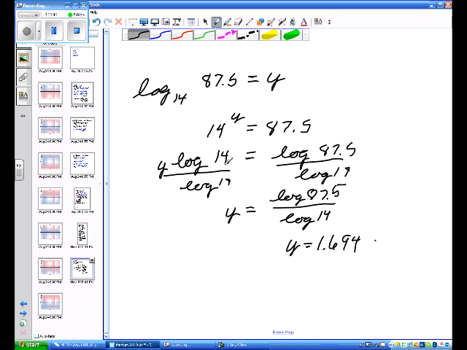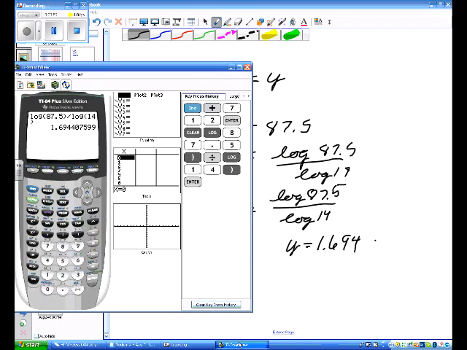So that's saying if we took 14 and raised it to the 1.694, we would get 87.5. Well, let's just try that. If we took 14 and raised it to the 1.694, it may not turn out exactly because we rounded off. Then we got 87.405. If we had carried that out to more decimal places, we would have been a little bit more accurate, but we're pretty accurate. So logarithms help us solve for exponents.